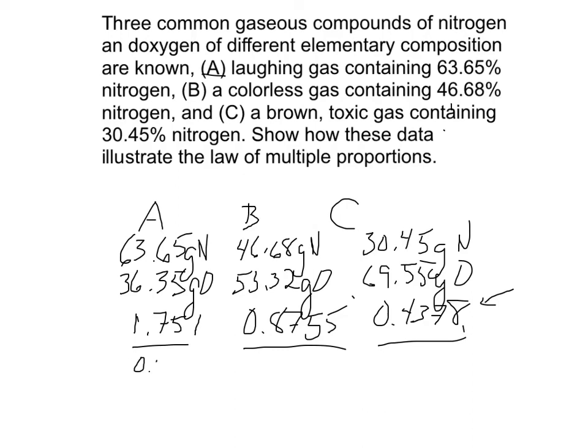So if we divide each of these by 0.4378, we divide this by 0.4378, and we divide this by 0.4378, we get a ratio of 4 here, 2 here, and 1 here.